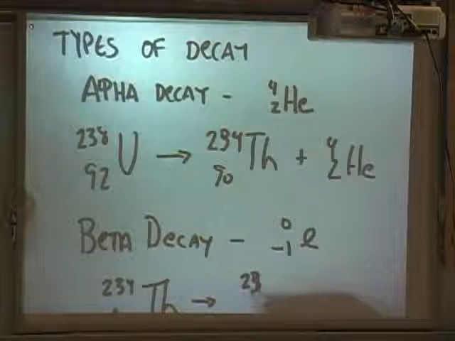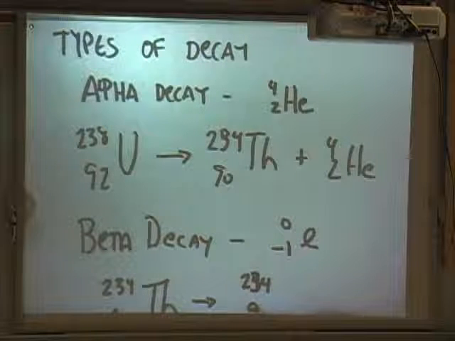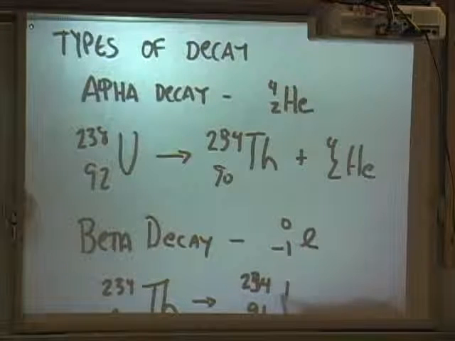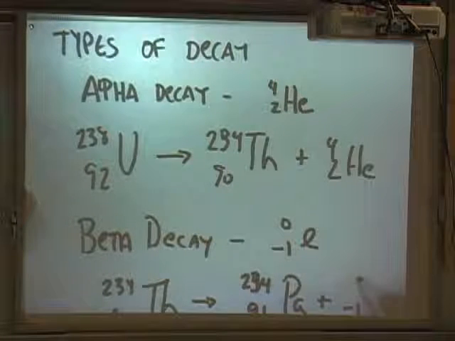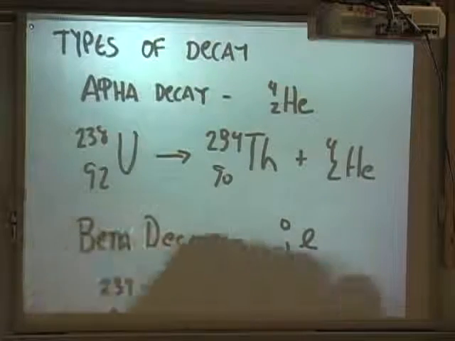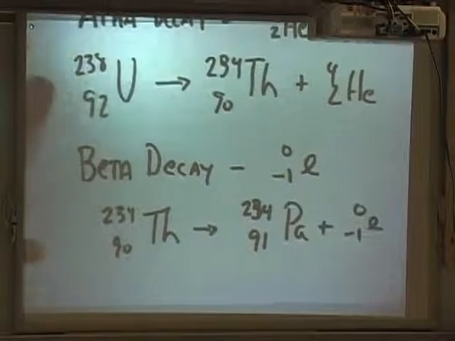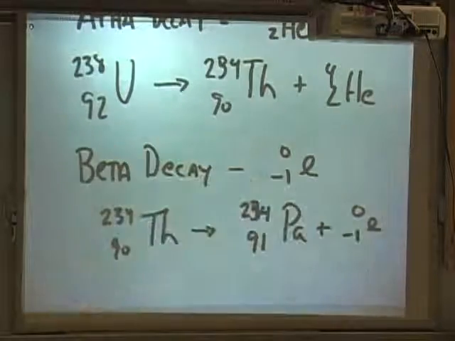234, and this time it's going to be 91, and that's going to be Pa plus the beta particle. And again, pay special attention to 234 is equal to 234 plus 0. 90 is the same as 91 minus 1, correct?